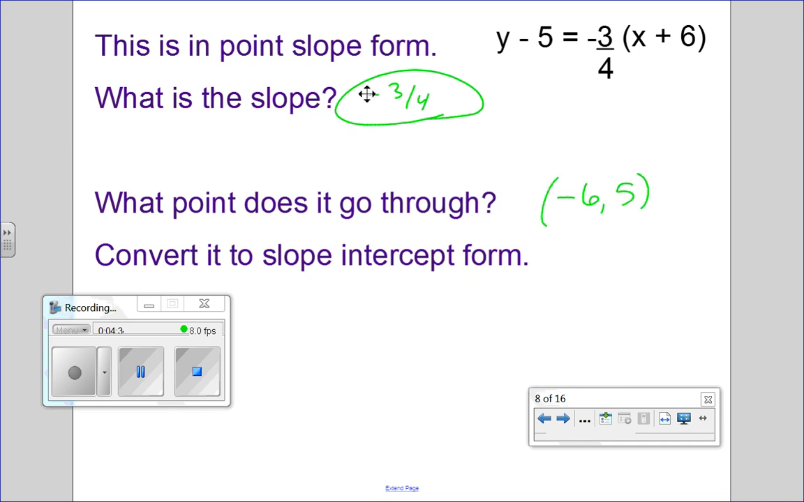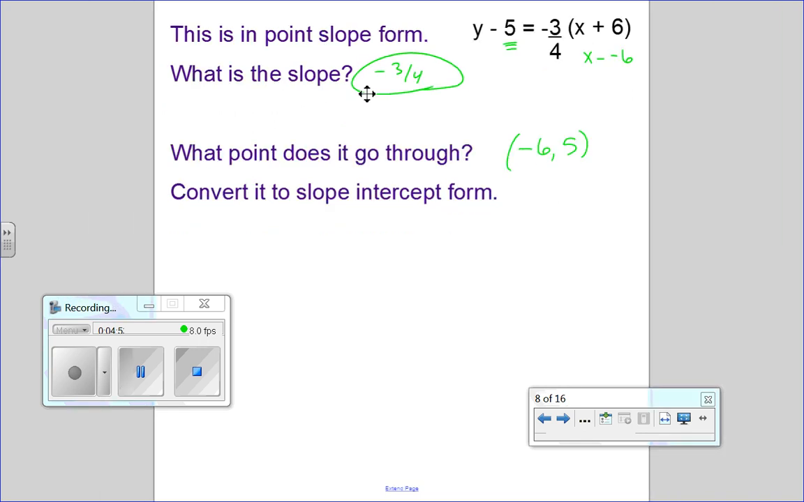Here's why. The formula itself is Y minus Y, so it was easy to grab that 5. But the formula is X minus X. So we must have had a double negative there for it to have turned to a positive. So yeah, it's -6, 5. Now we want to convert it. This is good practice. Converting it to slope-intercept form. So we'll do a distribution. We'll distribute that -3/4. And then we'll move the 5 to the other side.